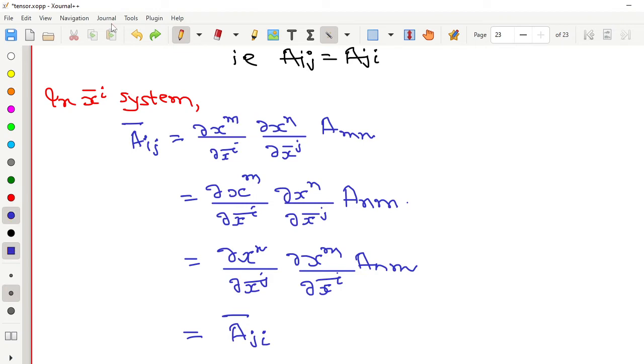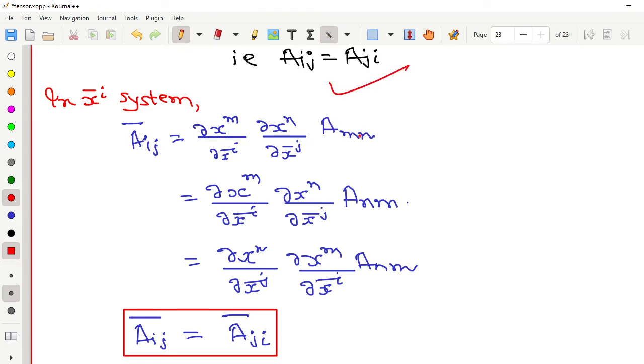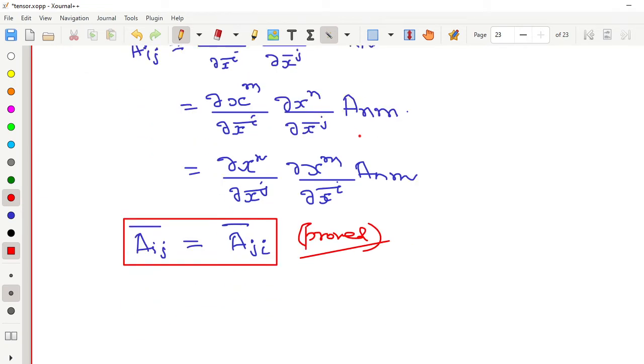So let me write the left hand side in this line. I write aij complement is equal to aji complement. So you see how important this is. Look how beautiful this is. aij is equal to aji not only in the xi system but also in the xi complement system. Right? So this is a very interesting problem you have come up with. Next.